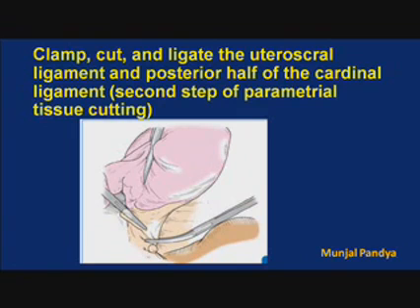Proceeding with the uterosacral ligament and posterior half of the cardinal ligament, which is known as the second step of parametrial tissue cutting. The uterosacral ligament is cut and ligated and the ligature is gripped and retracted. Many of us would like to keep one of the threads of this particular pedicle long and have an artery forceps at the end so as to demarcate the structure later on.